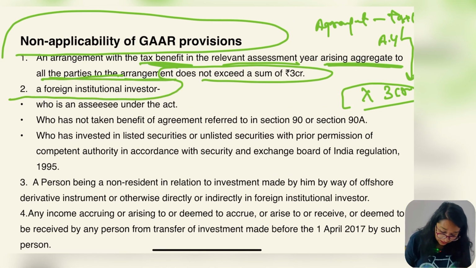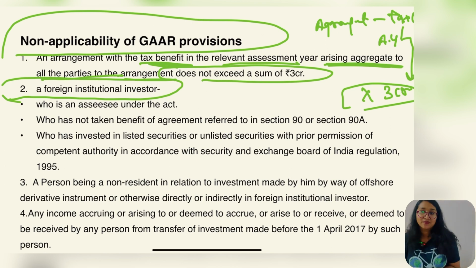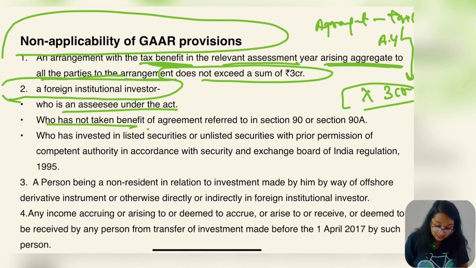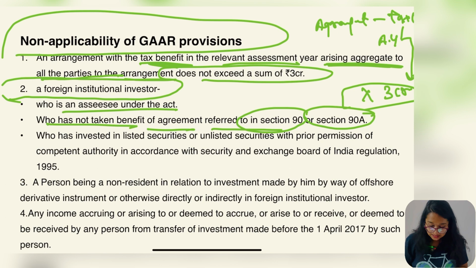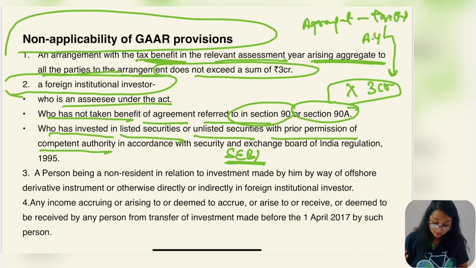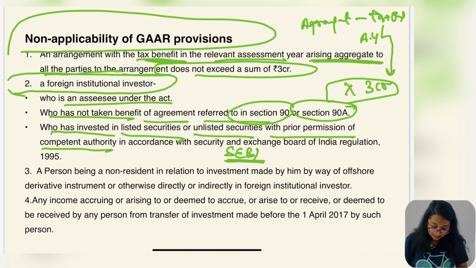Second, for the foreign institutional investor. A foreign institutional investor who is an assessee under this Act, who has not taken benefit of an agreement referred to in section 90 or section 90A. Do you remember which section that was? Who have invested in listed securities or unlisted securities with prior permission of the competent authority in accordance with SEBI. Is it clear? Who have taken the prior permission from SEBI.